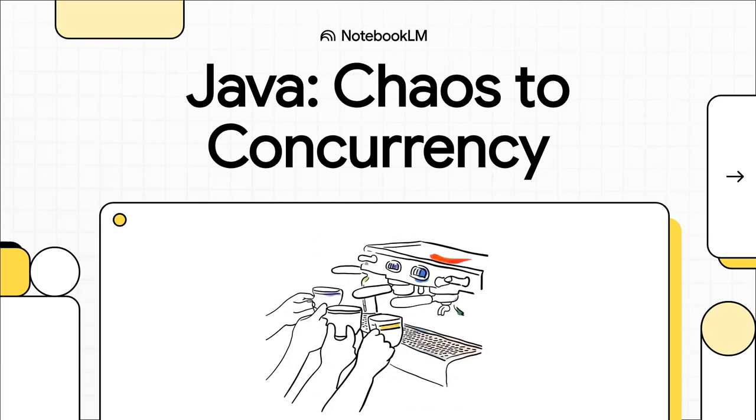Have you ever been using an app and it just freezes? You click something and for a few seconds, nothing happens? Well, a lot of the time, the secret to preventing that is something called multi-threading. Today, we're going to unpack how Java handles this, turning what could be total chaos into smooth, efficient performance. And we'll do it by imagining we're running a coffee shop.